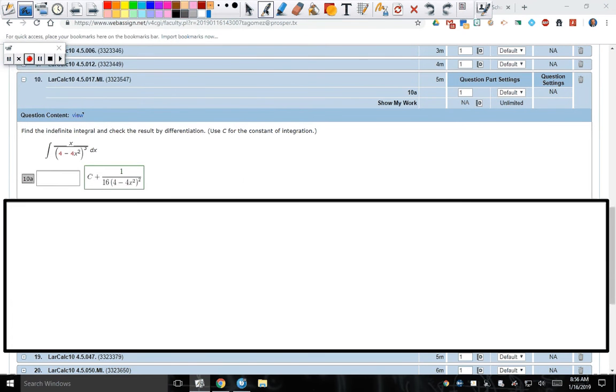Okay, find the indefinite integral, so you know you're going to have some plus c of some sort, and check the result by differentiation. We don't have time to check it, but if you wanted to check it, take the derivative of your answer, and you should get the original integrand that's right there.